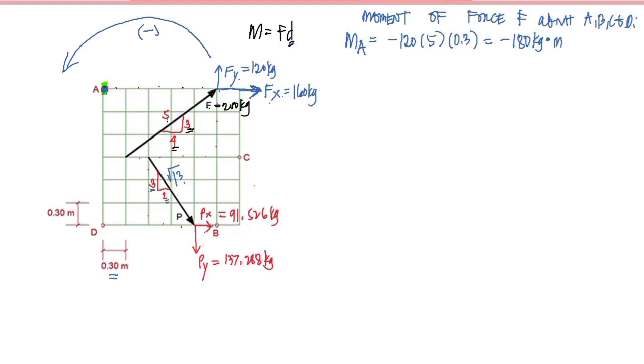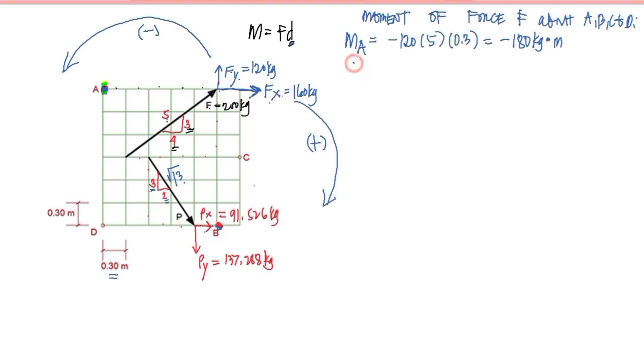How about the moment created by the force F with respect to point B? So, nandito yung point B natin. Okay, so in this case, kung sa point B, as you can see, itong Fy tatama dun sa point B. So, meaning si Fy ay hindi mag-create ng moment. Si Fx will create a moment with respect to point B, and kung papaikutin natin si Fx with respect to point B here, it will rotate clockwise.